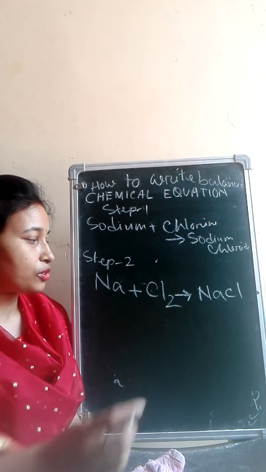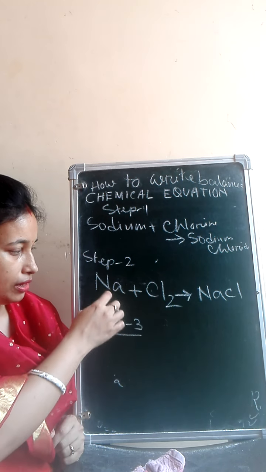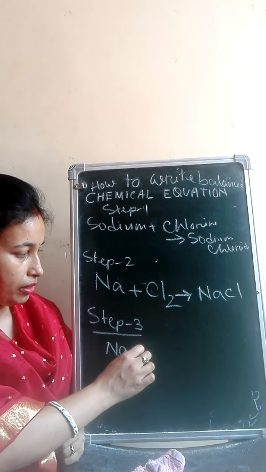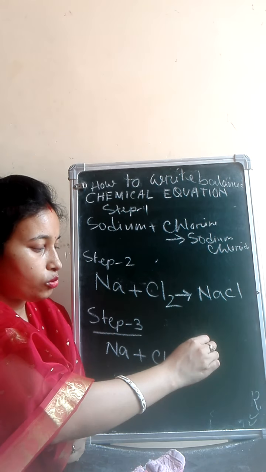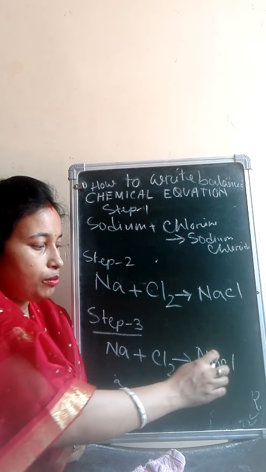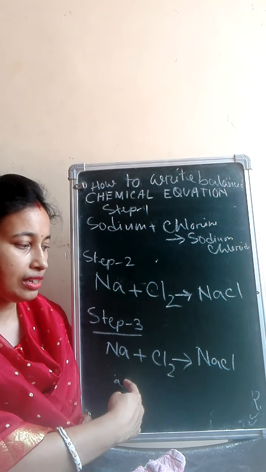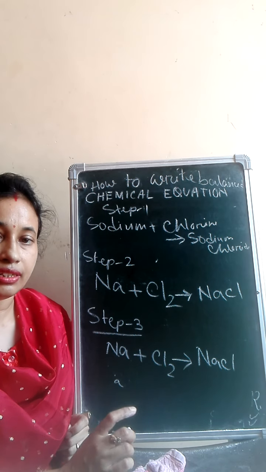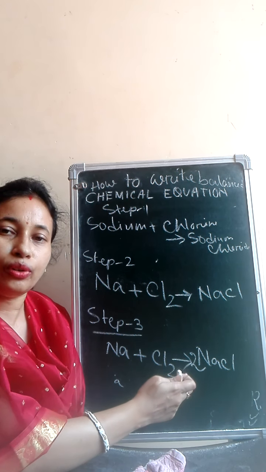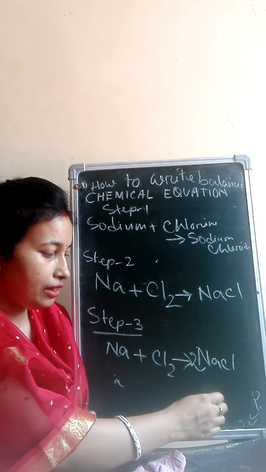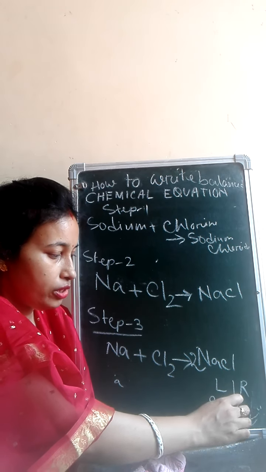Okay. So now step 3 is to balance it. How will you balance? You just count how many sodium are there. In left hand side there is only 1, and in right hand side also 1. So sodium is balanced. Now what about chlorine? There are 2 chlorine atoms in left hand side and 1 chlorine on the other side, that is the right hand side. So you have to multiply by 2. So now you will get 2 chlorine atoms in the right hand side and 2 chlorine atoms on the left hand side. So chlorine is balanced.